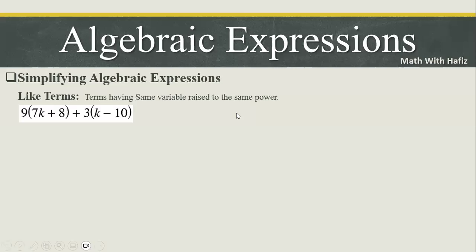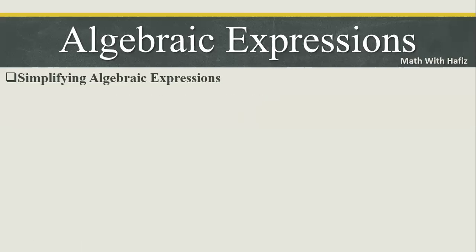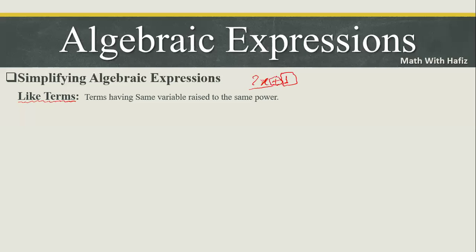In simplifying algebraic expressions, you have to know how to add or subtract terms. There is a concept called like terms. Do you know what a term is? A term means any number separated by a plus or minus sign. For example, you have 2x plus 1. Here we have two terms. One is 2x and the second one is 1, and in between there is a plus sign. Anything which is not in multiplication, a separate number by itself, is called a term.